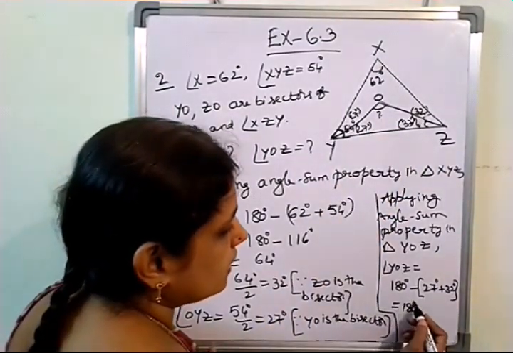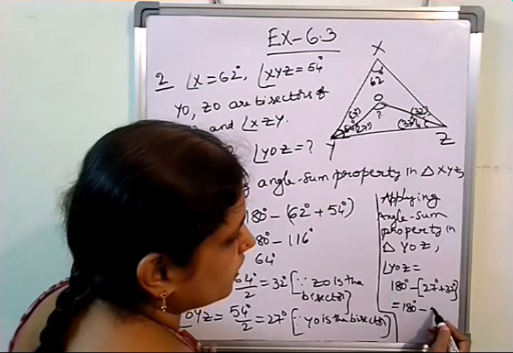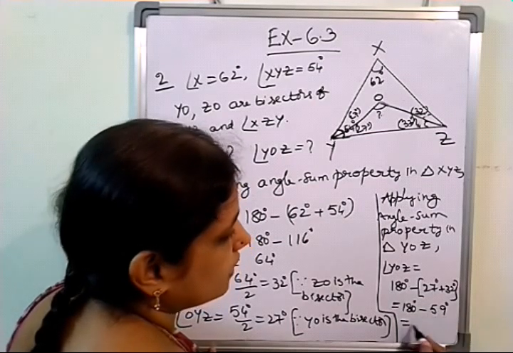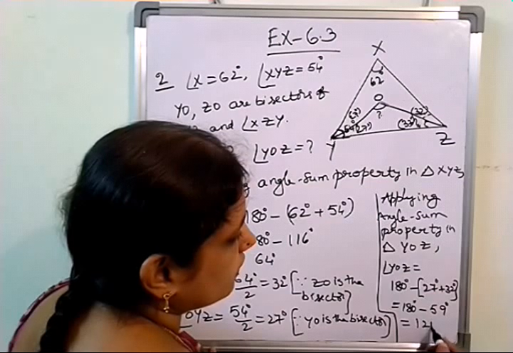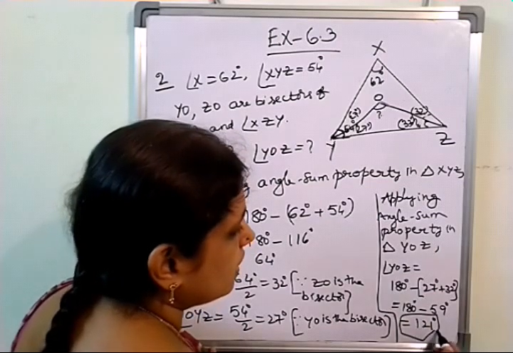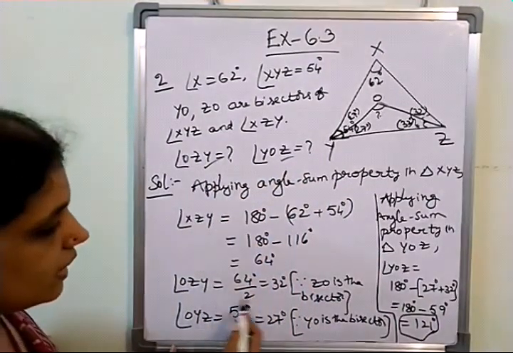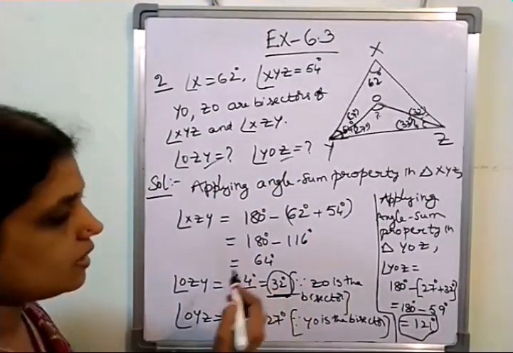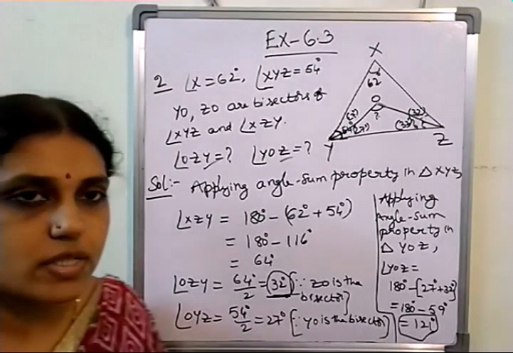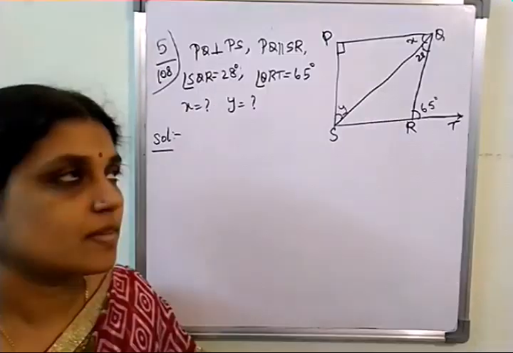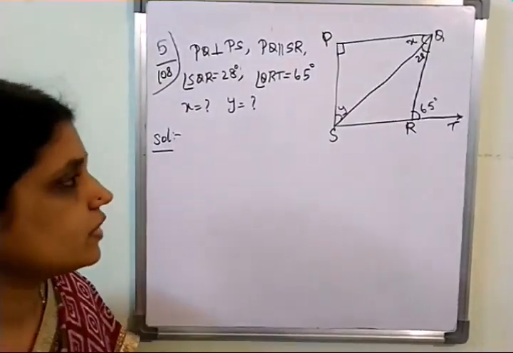So that is 180 degrees minus 59. So what you will get? 121 degrees. Okay. So this is angle YOZ, and angle OZY we already calculated, that is 32. These two angles only they asked in the question to find out. Now next, the fifth sum I am going to explain.